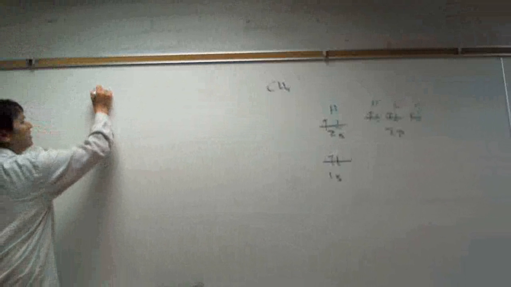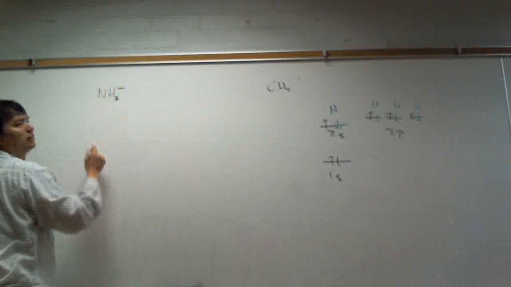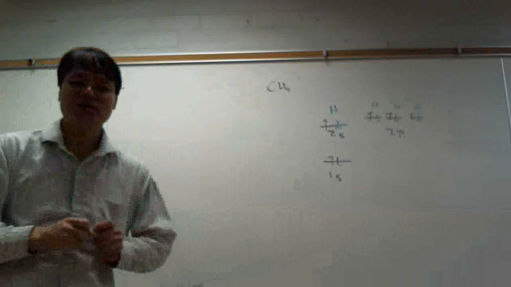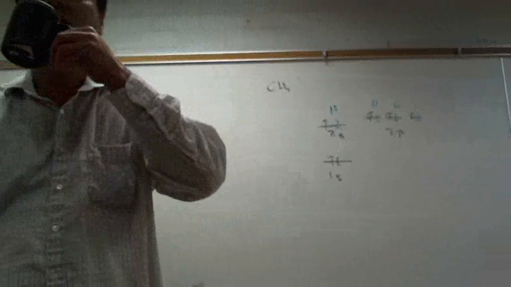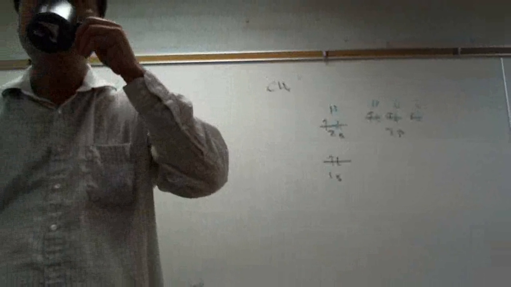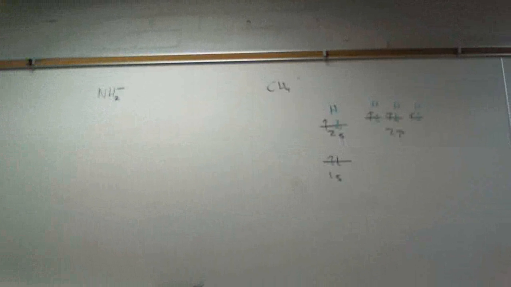Let's try this. Can you try NH2 minus? Draw the Lewis structure for NH2 minus. Have you heard of NH2 minus before? Amide, yeah. Where have you heard it before? Yeah, in Chem 1A. So just go ahead and draw the Lewis structure. Tell me what the electron geometry is. Tell me what the molecular geometry is. Tell me what the bond angle is.